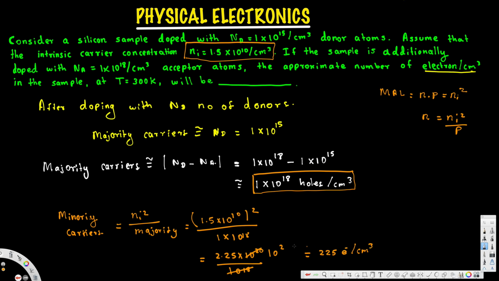That's going to be the minority carriers. That's going to be the final answer. That's going to be the number of electrons per cm³: 225 electrons per cm³.